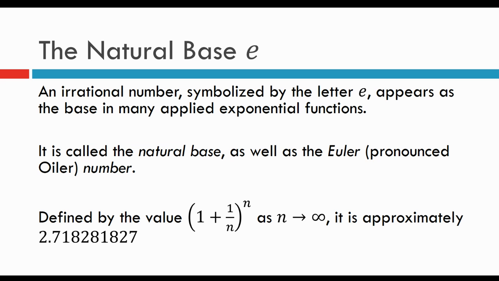It's defined by the value 1 plus 1 over n raised to the power of n as n approaches positive infinity. So approximately it's around the decimal 2.718281827. But remember, irrational means that it's just going to keep going and going without any particular pattern, like it's not going to be a repeating decimal, just like the number pi. But it's approximately 2.718. So that's what this number represents, and we're going to be using it a lot, like I said, in some application problems.